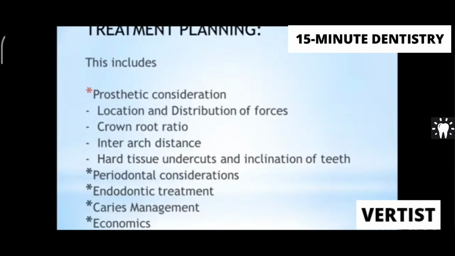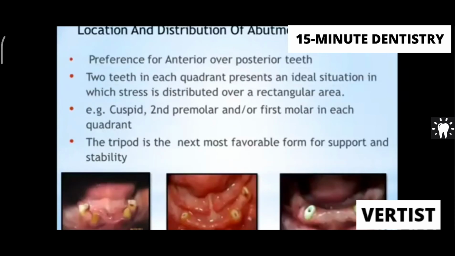So in prosthetic management, what we see is the location and distribution of abutments, right? It's always preferable to use the anterior teeth rather than the posterior teeth. It is usually said that anterior teeth have better proprioception than the posterior teeth, and posterior teeth sometimes interfere with the occlusal schemes. The best possibility is when you have two teeth present in each quadrant, so four teeth, and specifically the cuspid and the second premolar are the best.